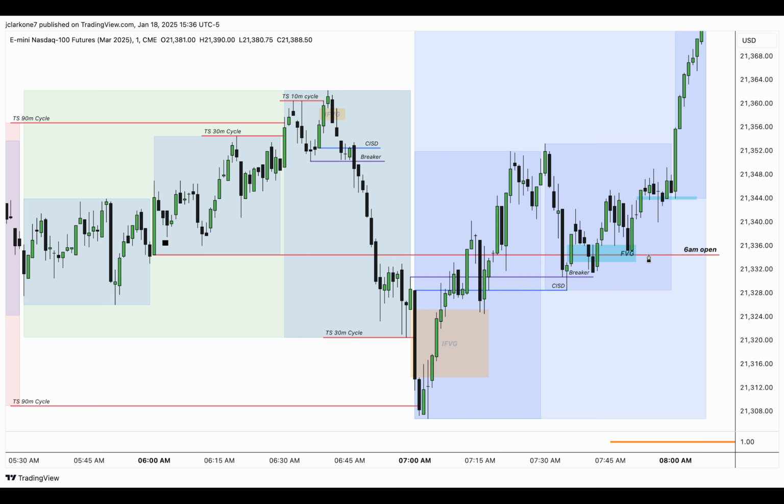Any questions here on this model, on that example, which is the wick? That is the 6 a.m. wick.